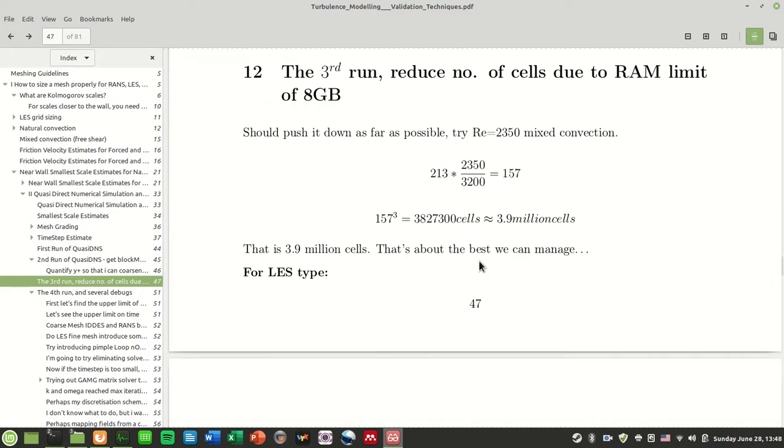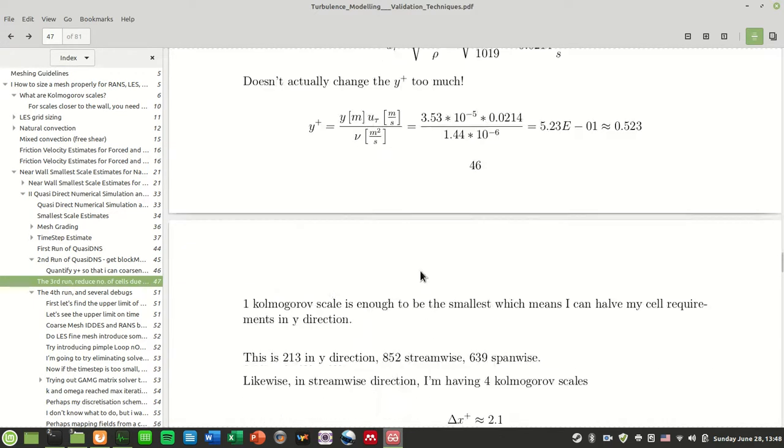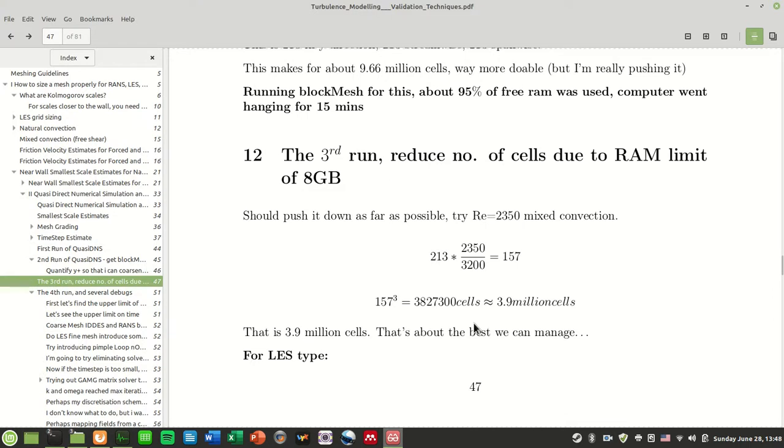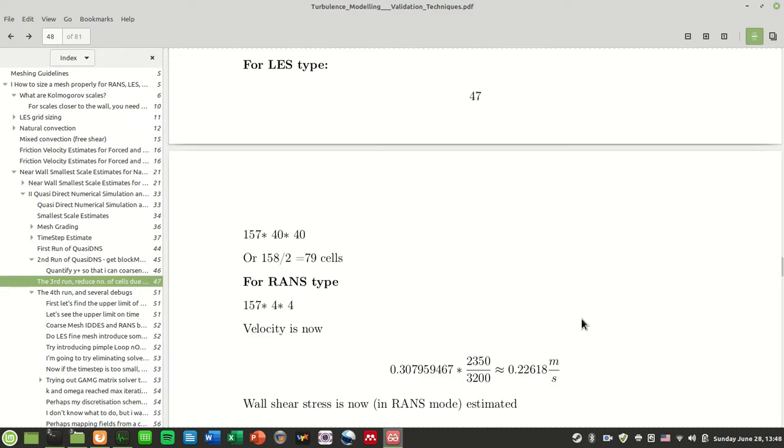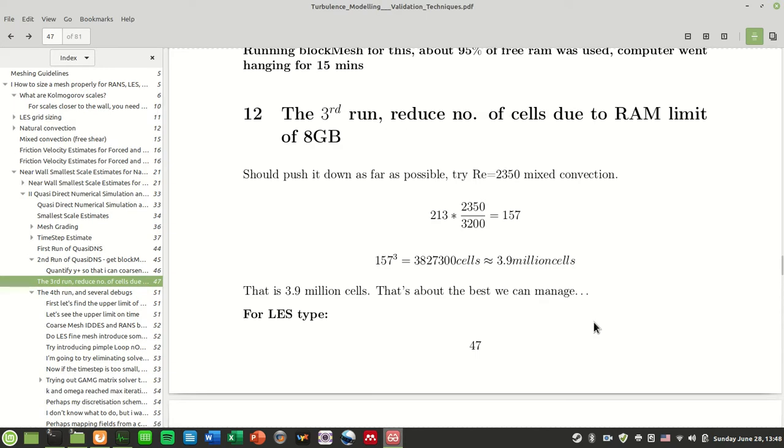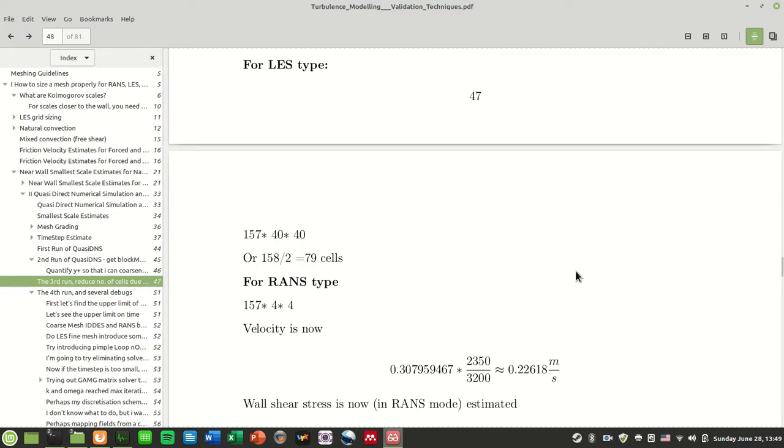Third run, I reduced the cells further to 3.9 million cells. This was a DNS with no turbulence modeling whatsoever. It was about 3.9 million cells, and this was just barely okay for OpenFOAM. Okay, this is the limit that the Windows computer can take. Maybe in Linux, 3.9 million cells will be better, because Linux Mint, which I'm using, is way more efficient at handling RAM and everything else. But in Windows, Windows is just not so good for this stuff.